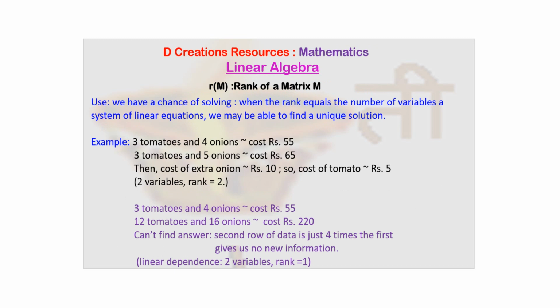But what about the situation where 3 tomatoes and 4 onions cost 55 is the same, but the next information you have is 12 tomatoes and 16 onions cost 220. You can clearly see that this second row is just 4 times the first row. So is it giving you any new information? Think about it from a practical point of view. When you know that 3 tomatoes and 4 onions cost this much, and the second line is giving you the same information, you have only that one piece of information, that 3x plus 4y is equal to 55. Will you be able to determine the values of x and y uniquely? No, you wouldn't be, because the data is insufficient. The second row is not giving us any new information. So here there is linear dependence. There are two variables, x and y, or tomatoes and onions, but the rank is 1. That is a real life example of what we were talking about earlier.